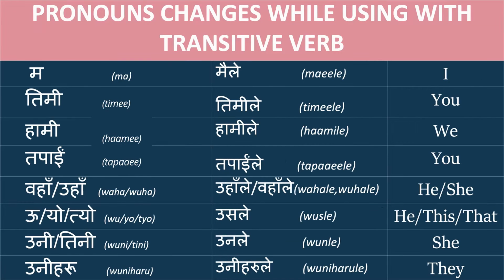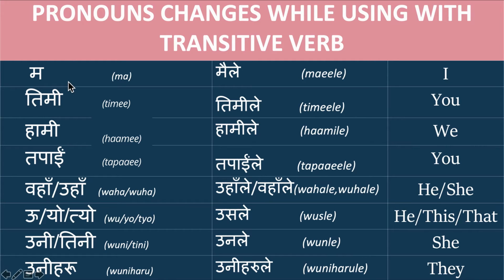Now let's see different pronoun changes while using with transitive verb. Again, here comes the word transitive verb. If you are confused in transitive and intransitive verb, I again recommend you to watch my present perfect tense video where in the beginning I have explained in detail on transitive and intransitive verb. So I have to change the pronoun from ma to maile. Here ma and maile both mean I in English. There is no change of meaning, but we are changing the subject in Nepali for transitive verb in the past tense. In all the perfect tenses also we change the subject by adding maile.